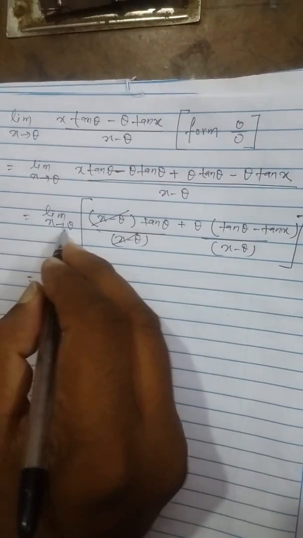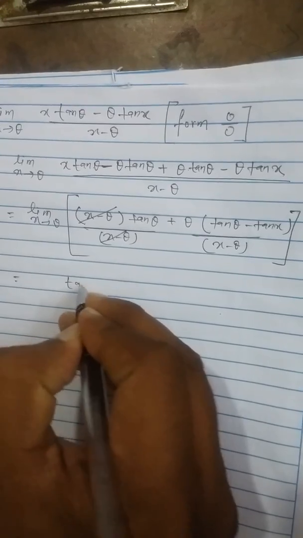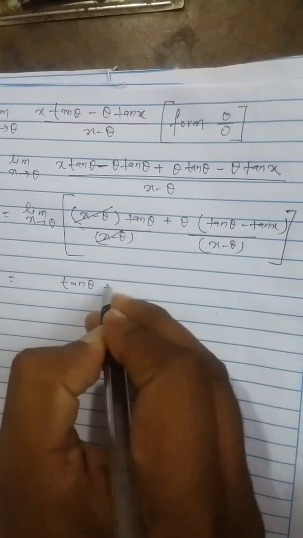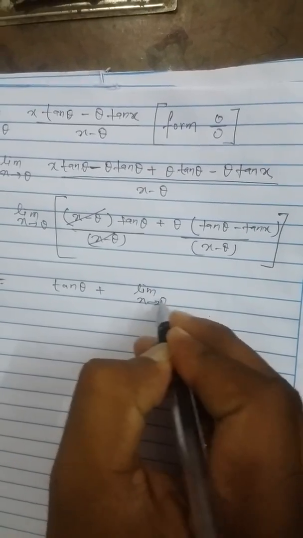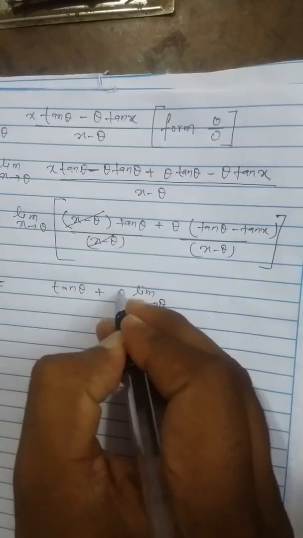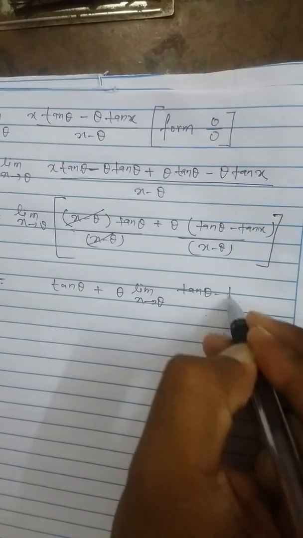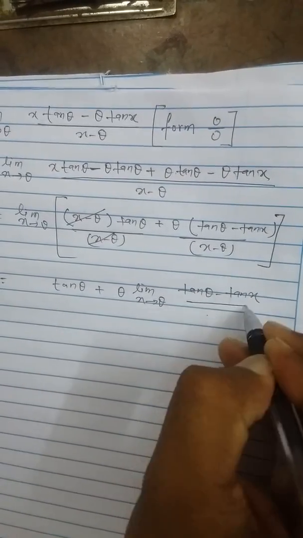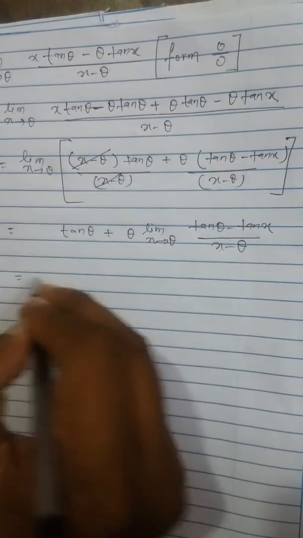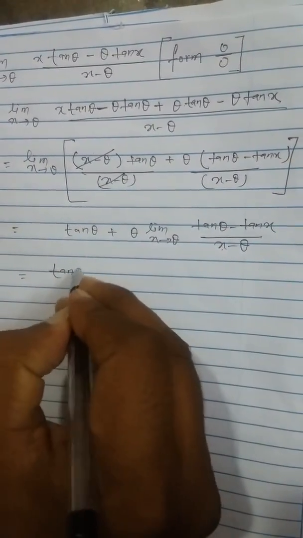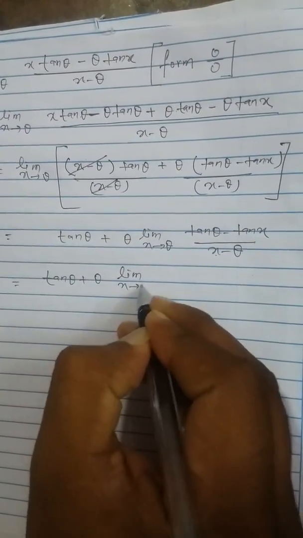Now we are going to apply the limit to both the terms. Here there is no x, so the limit need not be written, it is tan theta. Plus here we are going to apply limit x tends to theta, because this theta is constant, it can be kept out of the limit, and you are left with (tan theta minus tan x) divided by (x minus theta). This one is tan theta as it is plus theta as it is. Limit x tends to theta as it is.